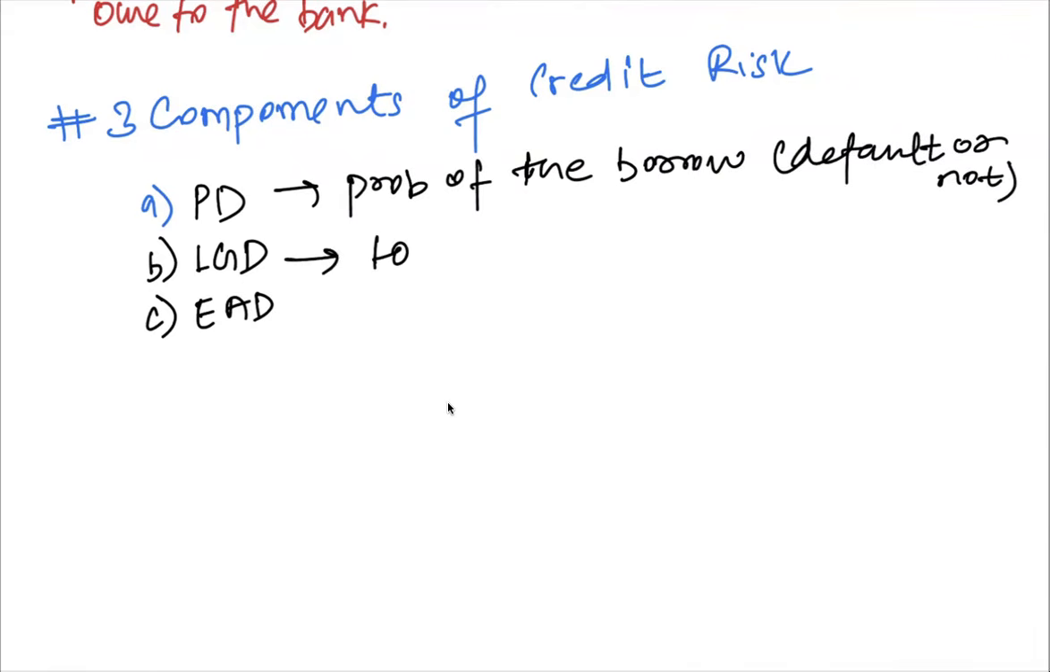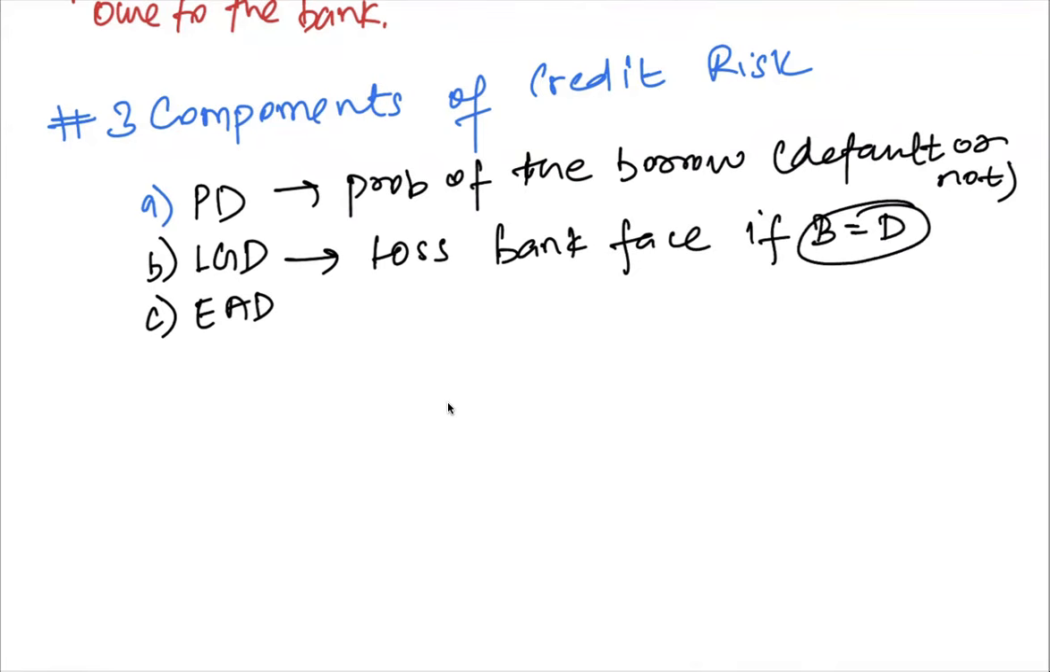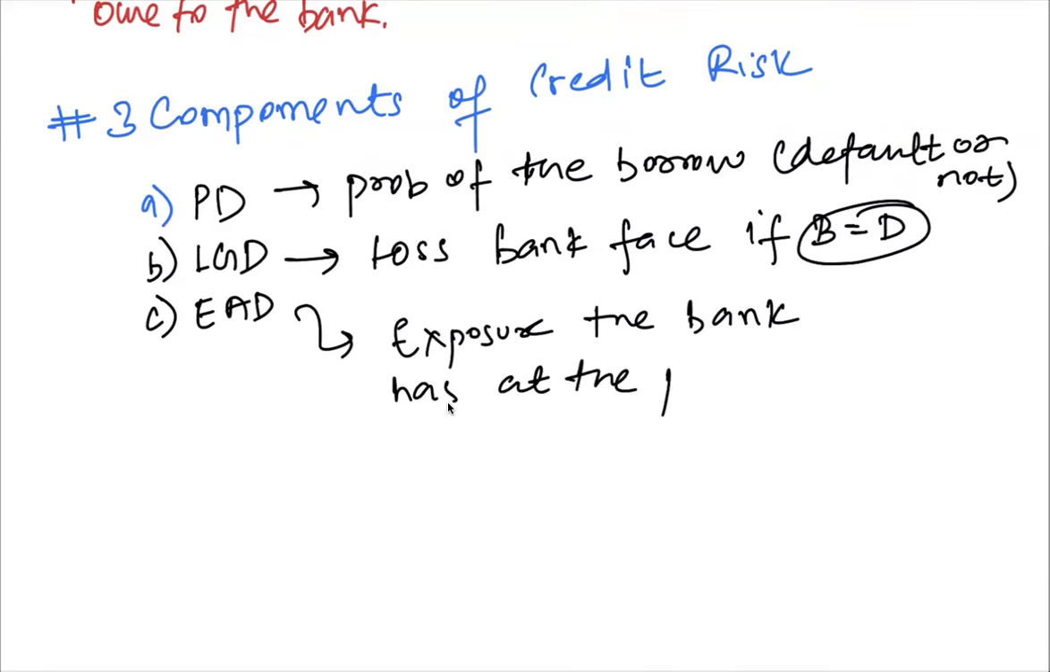This gives you how much loss the bank will face if we know that the borrower has defaulted. Now, what is exposure at default? This is just the exposure the bank has at the point of default.